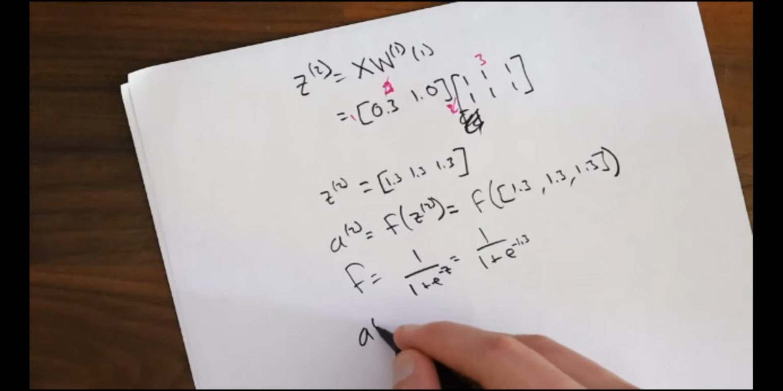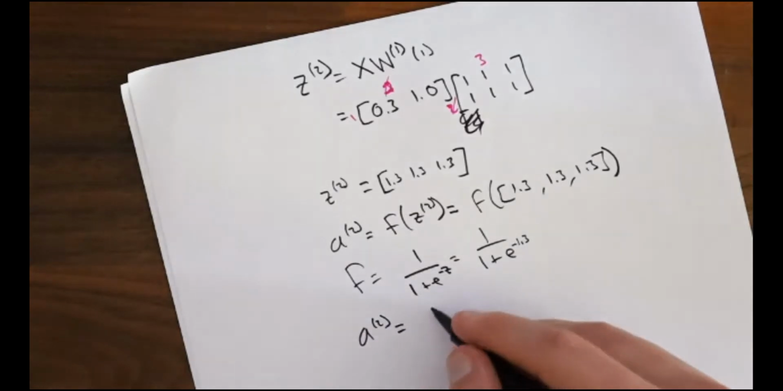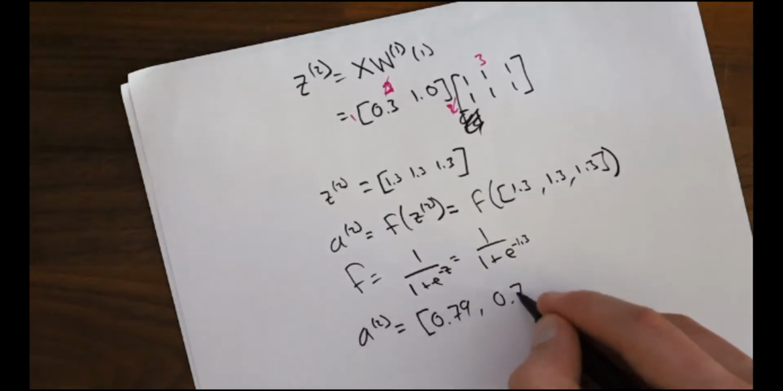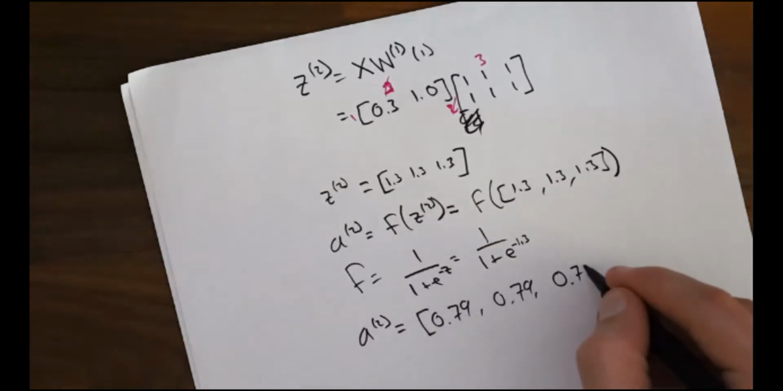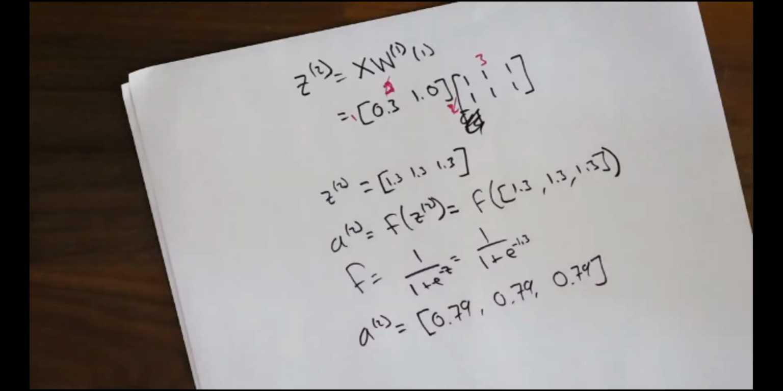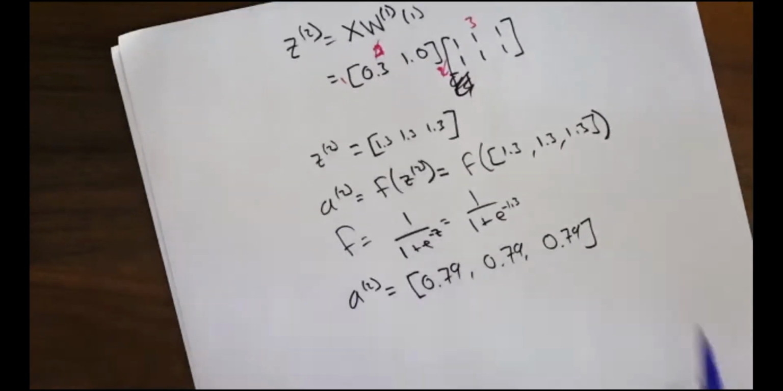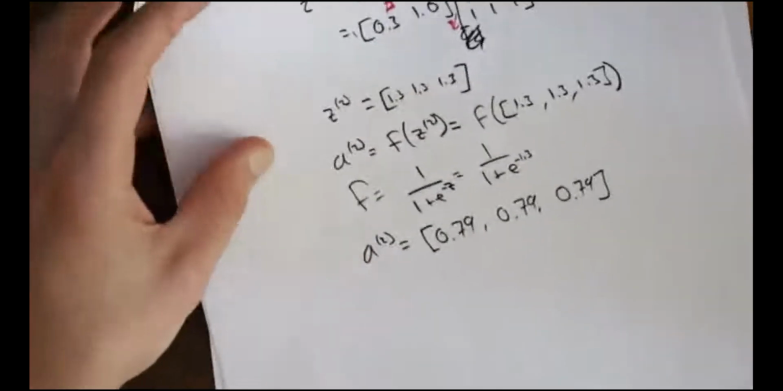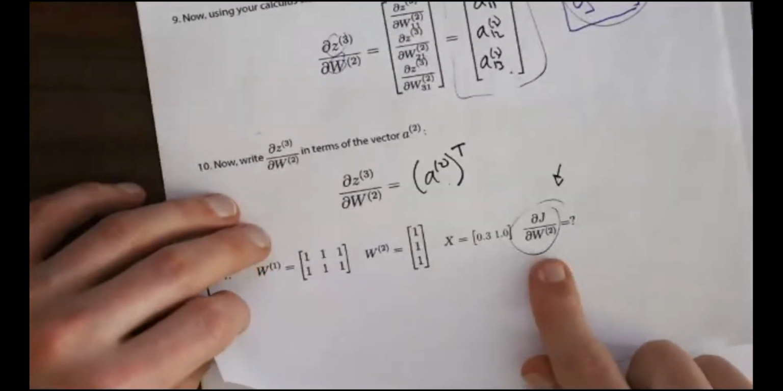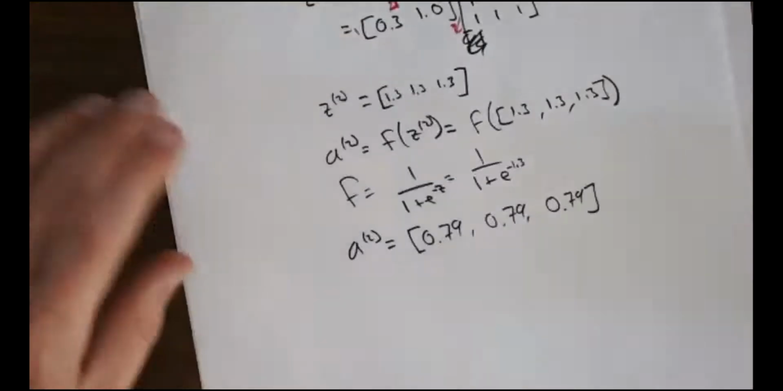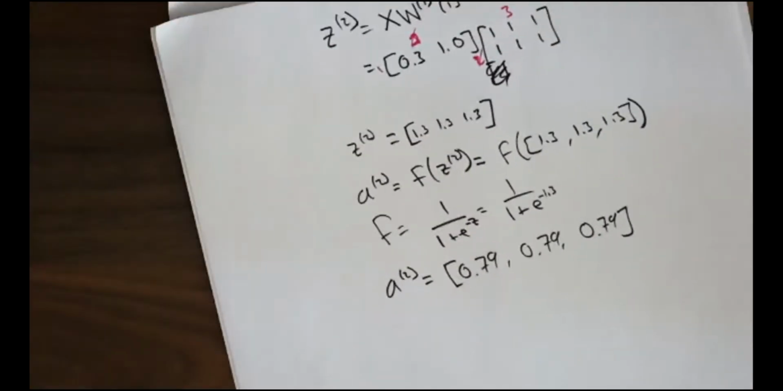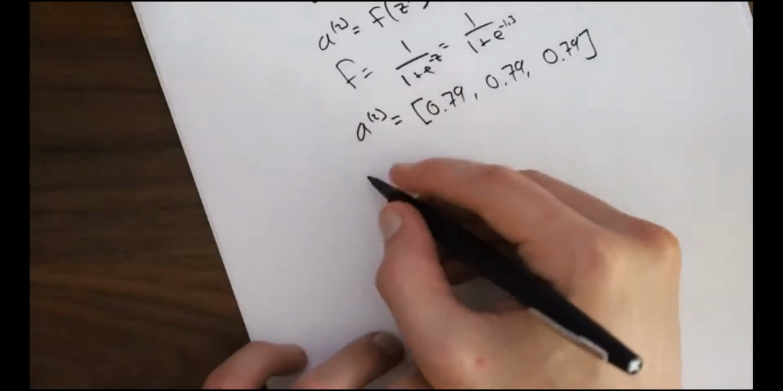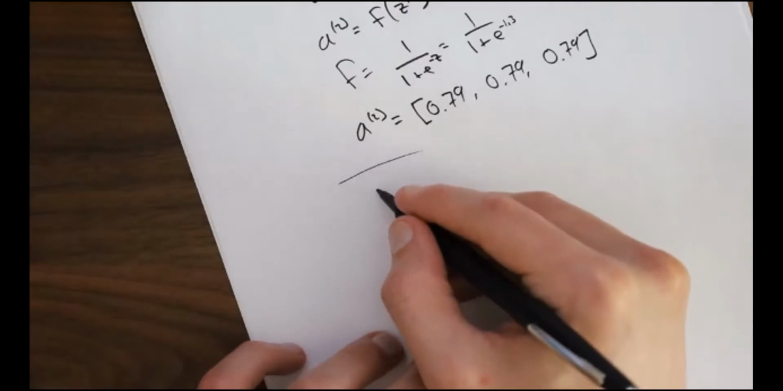So A2, and this is that element-wise operation, right? We just do the same thing to every element. So 0.79, 0.79, 0.79. That is what we get. Okay, so that's A2. Let's keep moving. Remember, what are we trying to find here? I asked you to find dJ/dW2. So we're going to do forward propagation, get to y hat, and then compute dJ/dW2 using the equation we just figured out.